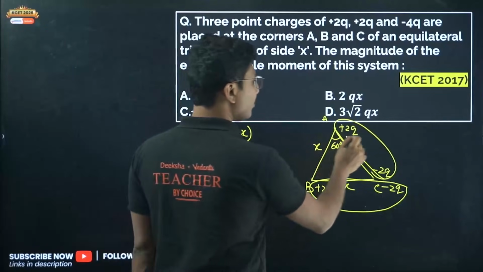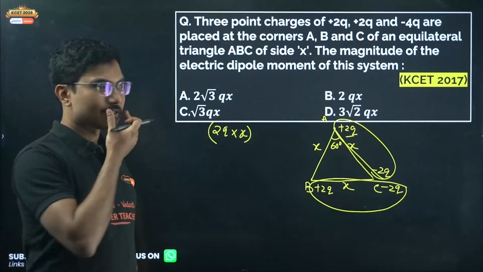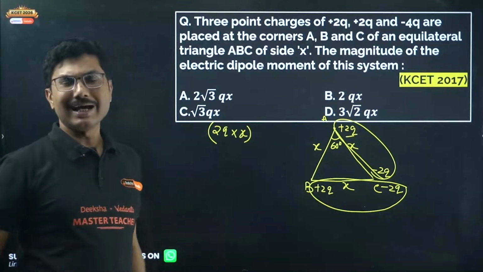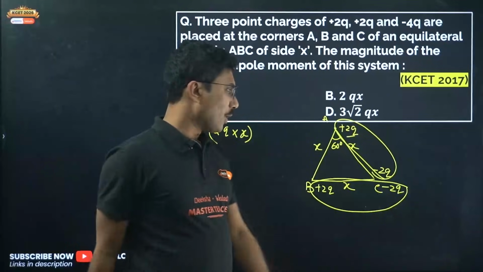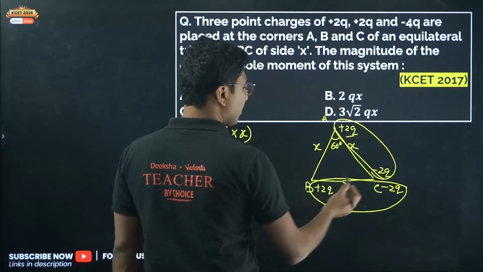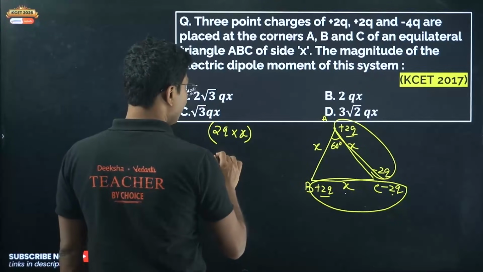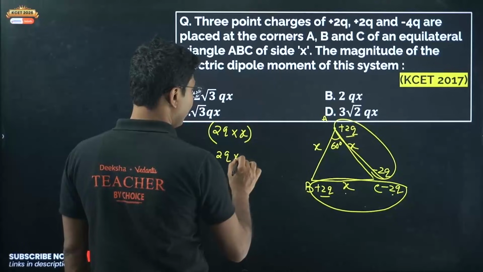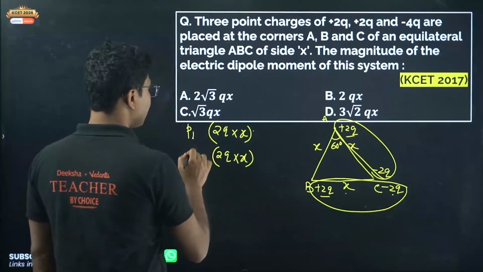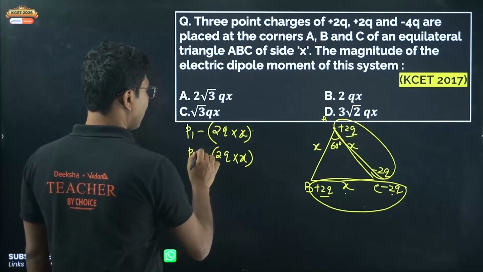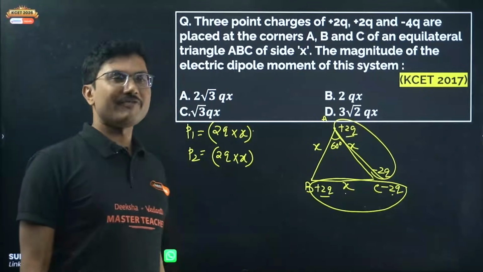As I mentioned, do not add any extra 2. The charge is 2q, the distance is x itself, so 2a itself is x, so 2q into x is the net dipole moment of one. What about the other one? The other one also has 2q, and the distance is again x, so this one will also have 2q into x. So this is the dipole moment p1, this is p2. Now you cannot simply add them because they are vector quantities, so you have to add them vectorially.